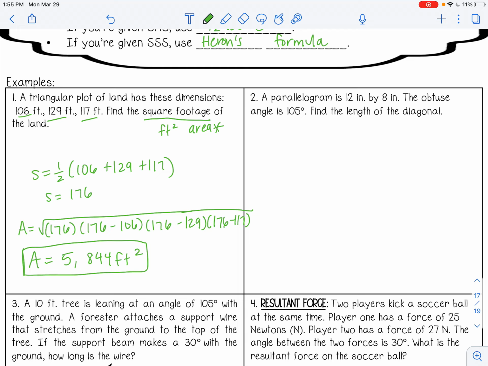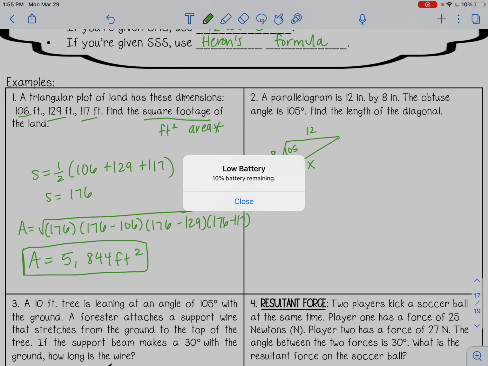All right, number 2, a parallelogram is 12 inches by 8 inches. I'm going to draw this out here. And the obtuse angle is 105, and we want to find the diagonal. If you want to delete this other part now and just have the triangle so you don't get confused, you can do that. So we're given a side, angle, side. So this is going to be the law of cosines.